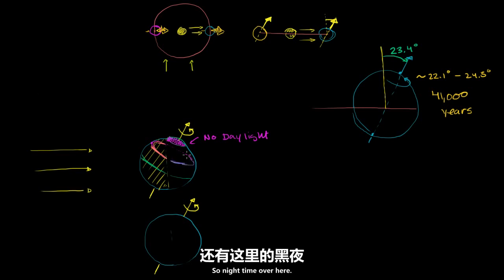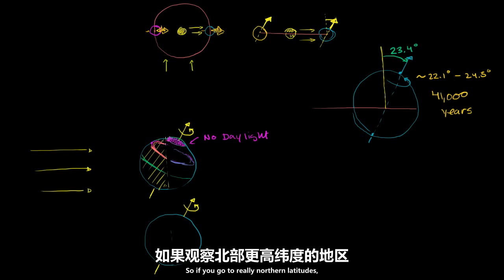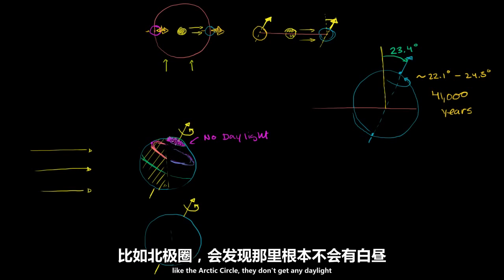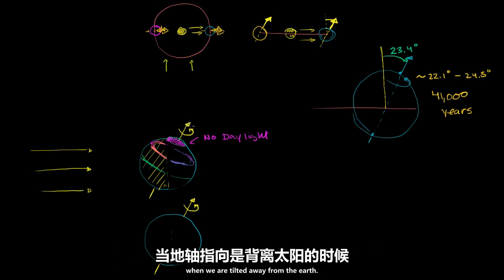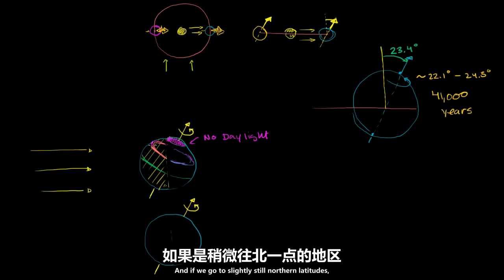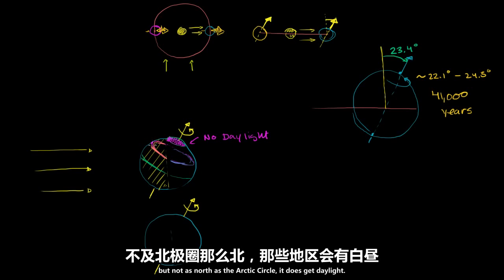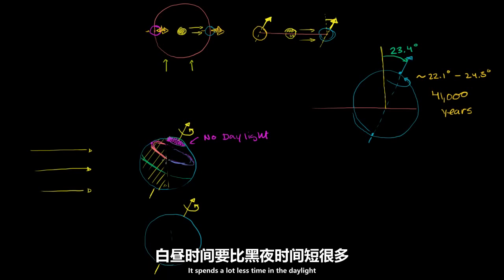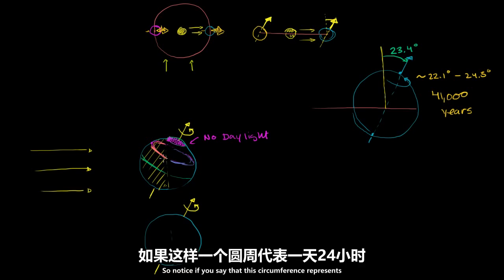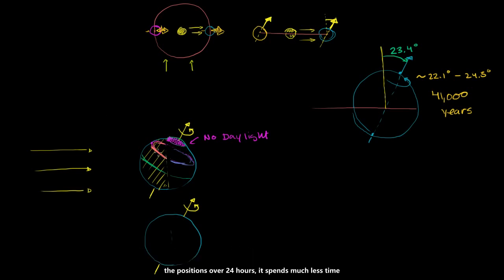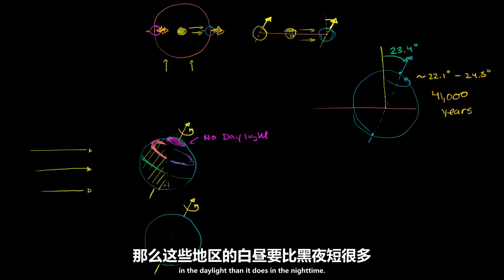So nighttime over here. If you go to really northern latitudes, like the Arctic Circle, they don't get any daylight when we're tilted away from the sun. And if we go to slightly still northern latitudes, but not as north as the Arctic Circle, it does get daylight, but it gets a lot less daylight. It spends a lot less time in the daylight than in the nighttime. So notice, if you say that this circumference represents the positions over 24 hours, it spends much less time in the daylight than it does in the nighttime.